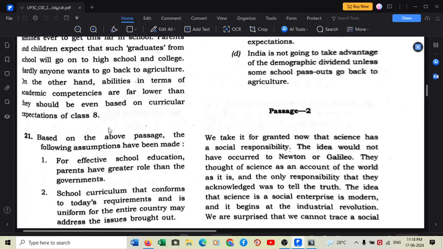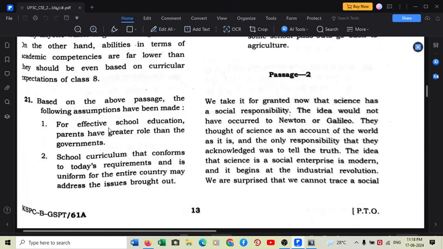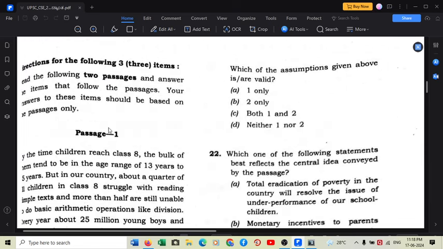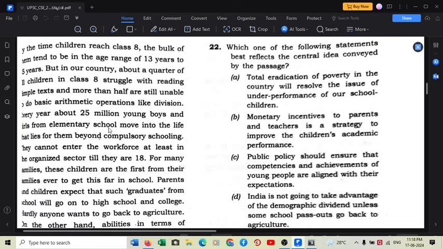Right. So let us look at question number 21. The following assumptions have been made. So what are the assumptions? Number one, for effective school education, parents have greater role than the governments. Is this passage talking about parents? Let us see. The passage does not talk about parents, but there is a slight hint.